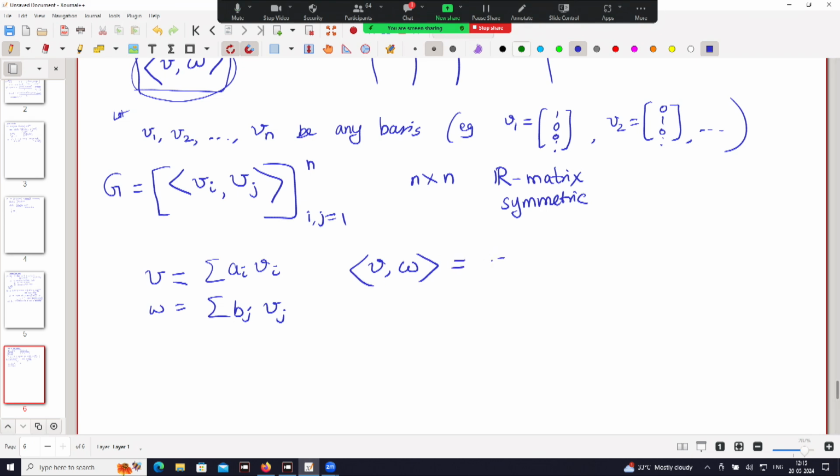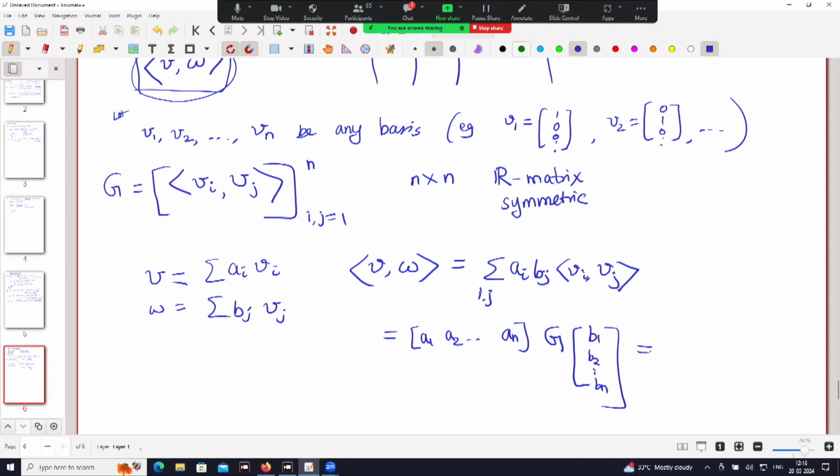If you actually write the whole thing out, it is the summation of ai bj times the inner product of vi and vj. I have just used the properties of the inner product over all i's and j's, and this in a sense is just a simple matrix product. This is the row vector a1 a2 up to an, the matrix G, and the column vector b1 b2 up to bn. This is what you would write as v transpose G w. I think of v as the column vector, then v transpose is the corresponding row vector. So the inner product between any two vectors v and w is just a simple matrix product: v transpose G w.